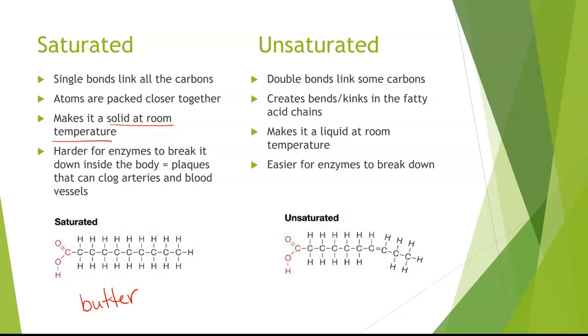An unsaturated fat has some double bonds within its hydrocarbon chain, its fatty acid chain. This creates bends in the molecule. That double bond causes a little bend in that fatty acid chain, and this makes it liquid at room temperature, something like vegetable oil, or corn oil, canola oil, peanut oil, soybean oil, olive oil.